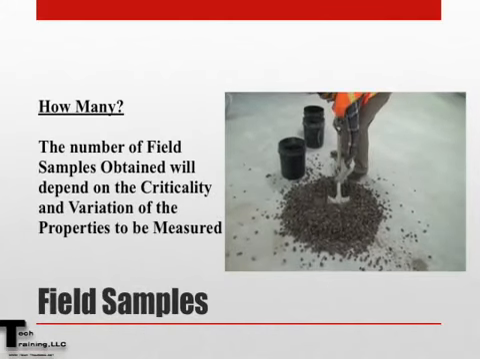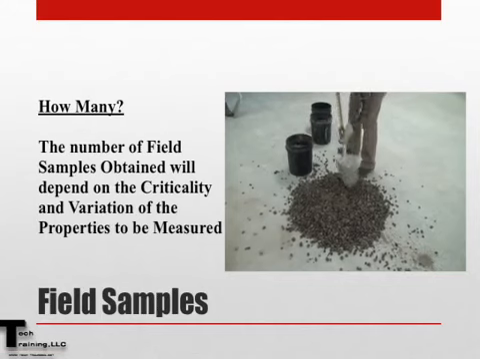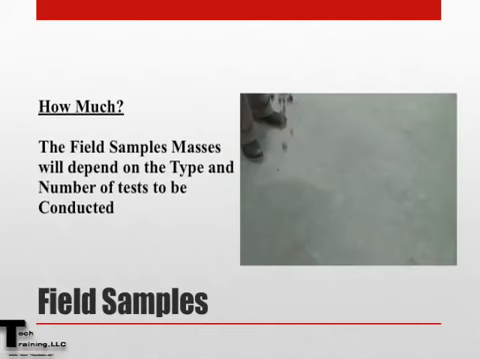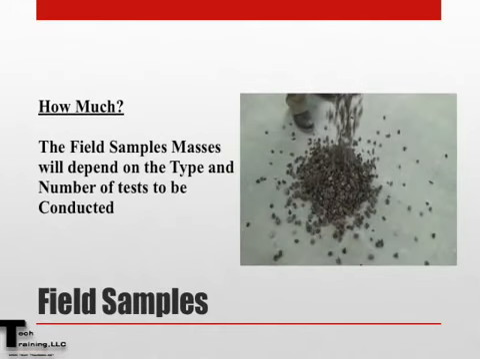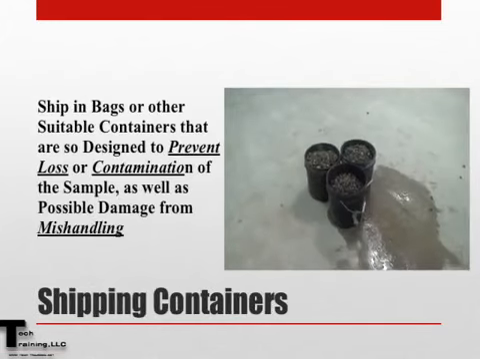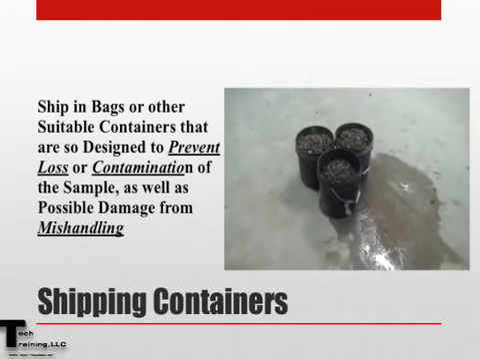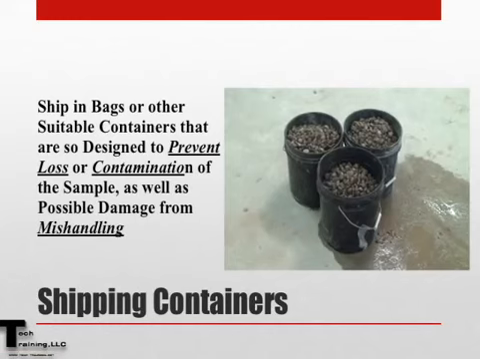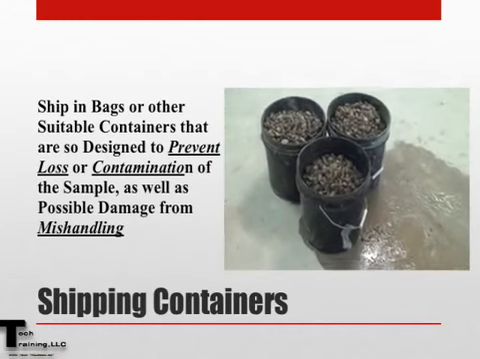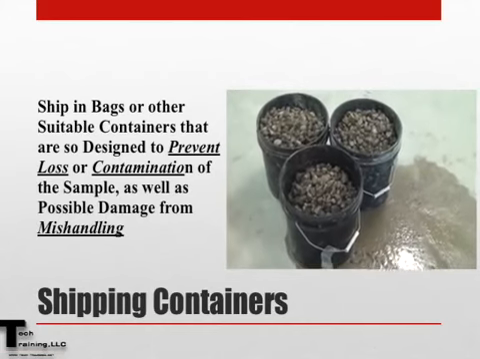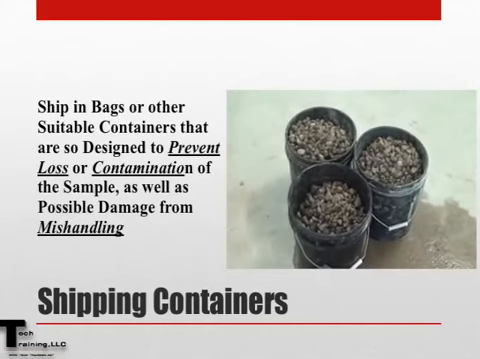The number of samples obtained will depend upon the criticality and variation of the properties that are to be measured. Furthermore, the amount of each sample will depend upon the type and number of tests that are to be conducted. And lastly, if it becomes necessary to ship samples, be sure that they are shipped in suitable containers designed to prevent loss or contamination. Furthermore, we want the containers to be suitable to prevent damage from possible mishandling.